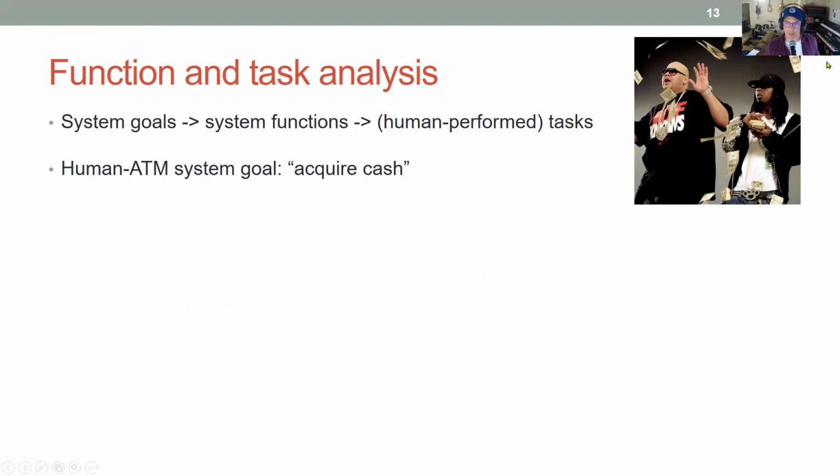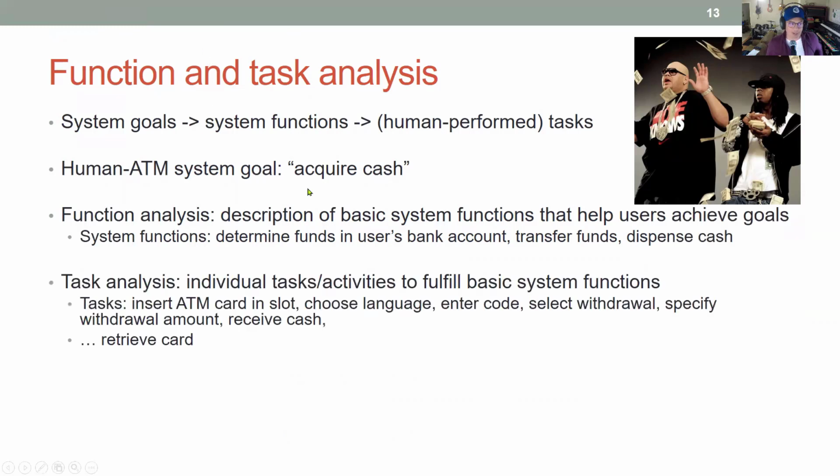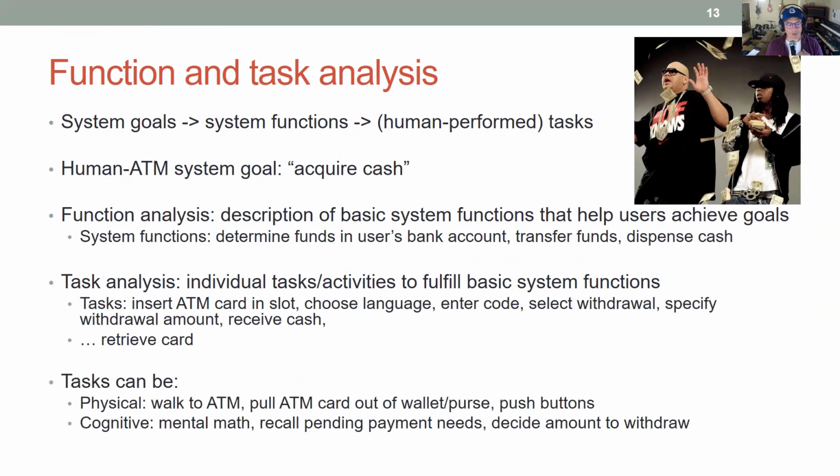Function and or task analysis, right? So if our goal for this system is to acquire cash, and I'm going to use a technology to achieve that, I look at the functions of this system. I need to determine if there are funds in my bank account, transfer those funds, and dispense cash to me. I need then to talk about the human activities. So take out my wallet, take out the card, remember and punch in the PIN, and hopefully remember to retrieve the card if that's all part of my interaction. That would make it satisfactory.